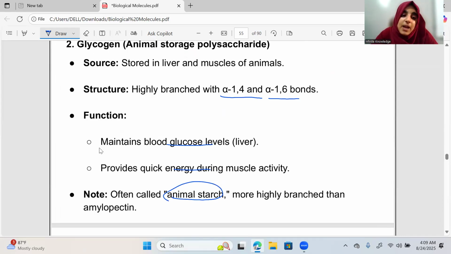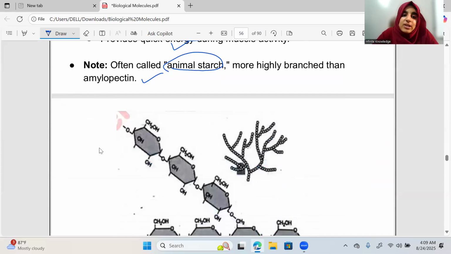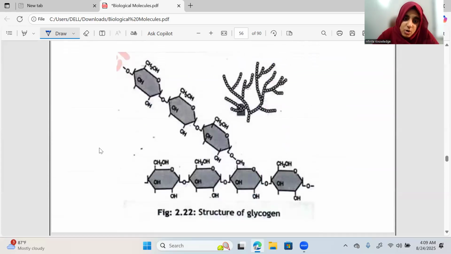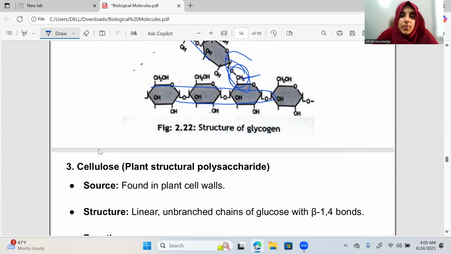Amylopectin is present in plants, right? Whereas glycogen is present in animals, which is even more branched. It has alpha 1 comma 4 and alpha 1 comma 6 bonds. As you see over here, these bonds plus these bonds are diagonally also joining these other carbons. So this is branched just like a tree, right?